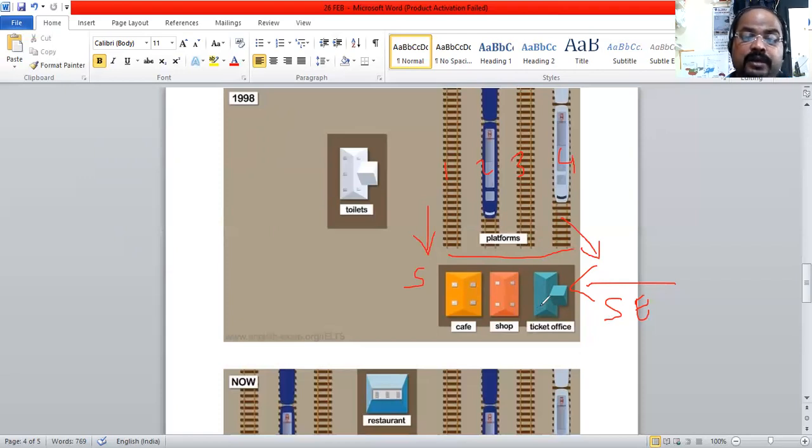And next to the ticket office, we have a shop and a cafe. So that's what we can see, 2 other establishments there. Another establishment we can see here is the toilets. The toilets are there towards the west of the platforms. That's what we can see in 1998.